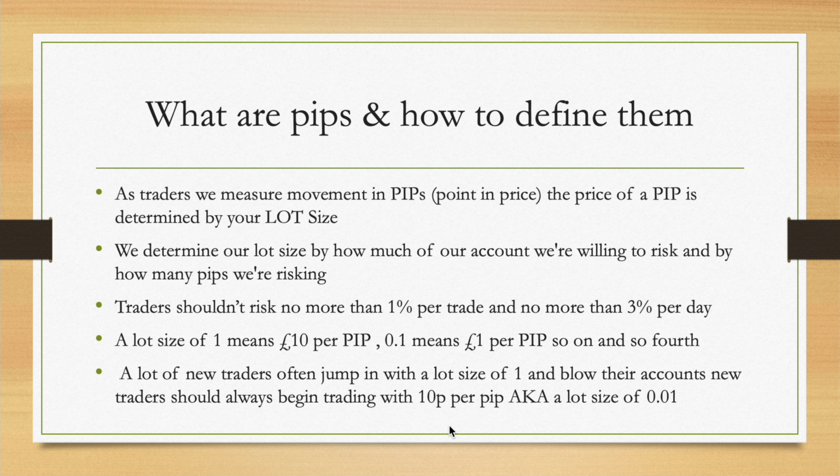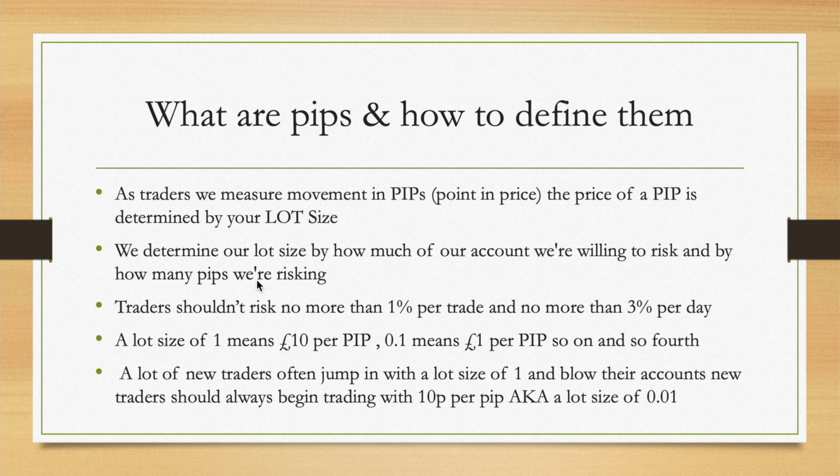But a lot size of 1 means we are trading at £10 per pip. And 0.1 lot size means we're trading at £1 per pip, and so on and so forth. So if it was 0.01 lot size, that means we'll be trading at 10p per pip.